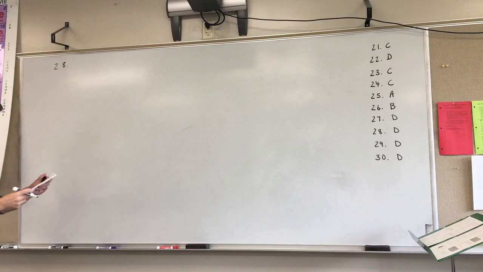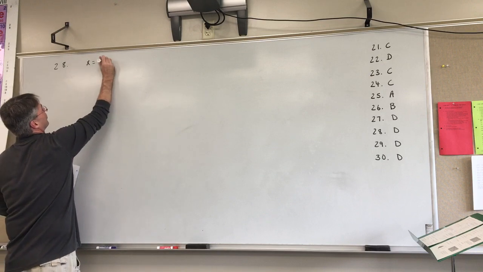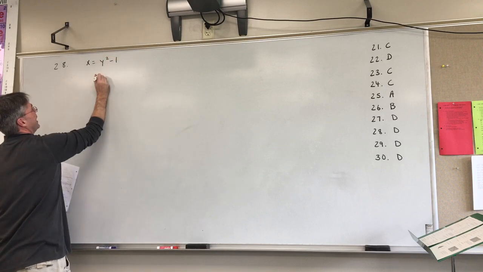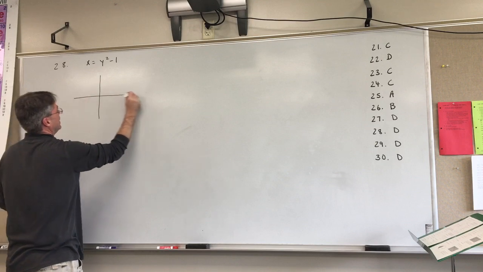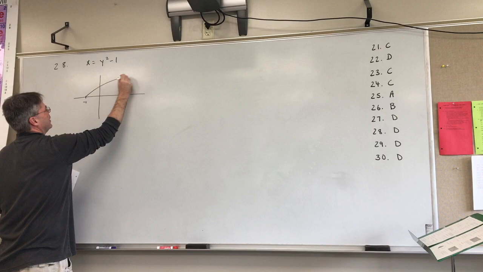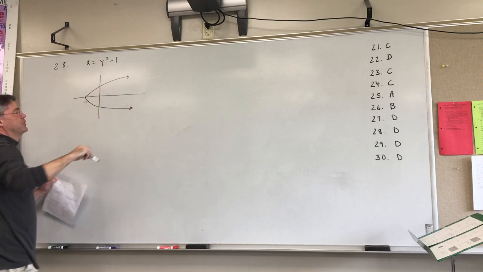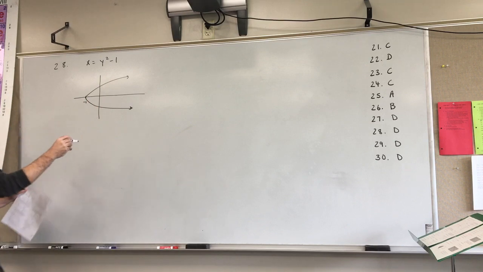Okay, 28, we're moving along pretty good. The area of the region enclosed by the graph of x equals y squared minus 1. You have to remember, y squared minus 1 is a sideways parabola, and its vertex is at -1. Since it's positive y squared, it's going in that direction.